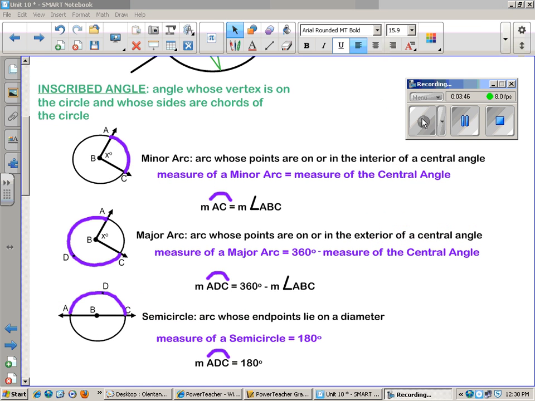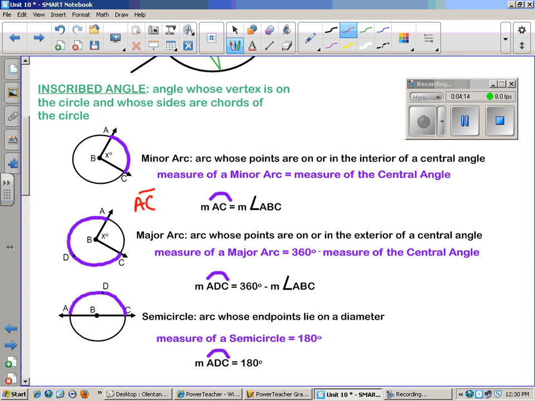Minor is less than 180, major is greater than 180, and a semicircle is exactly equal to 180. Let's say I wanted to talk about arc AC. Well, I could mean this minor arc AC, but you could also start at A and end up at C over there, right? It's confusing which one we mean.